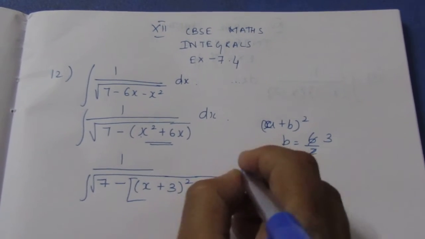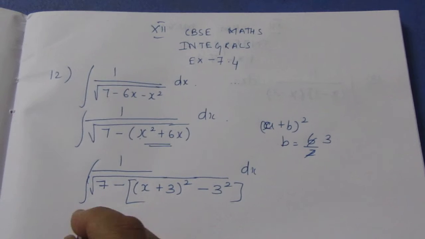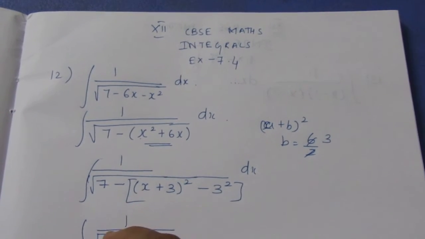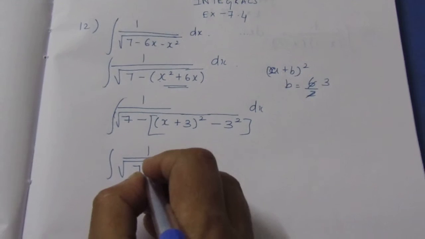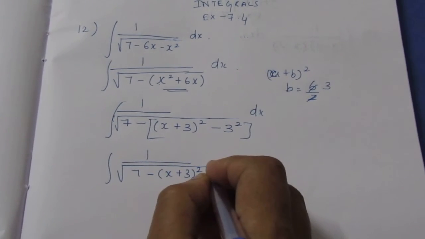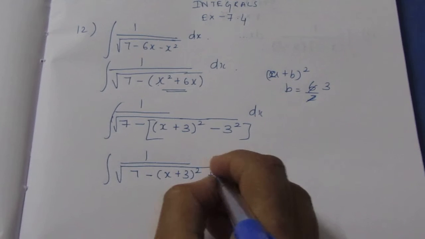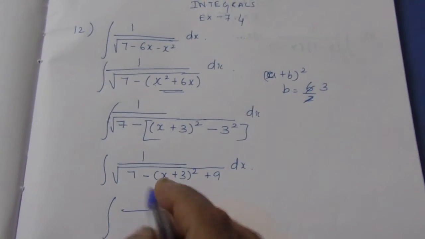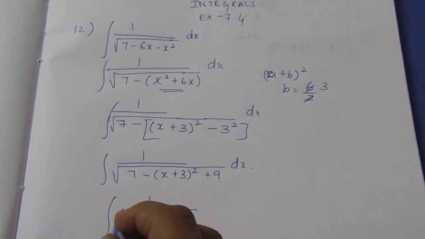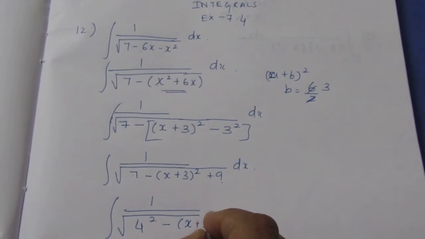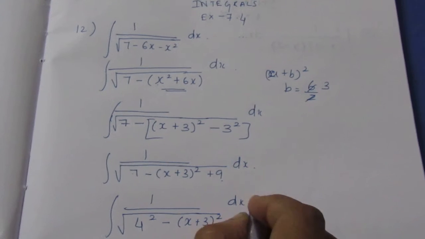Now solving this, you will get integration 1 by root of, here it becomes 7, minus, taking minus sign inside, minus into minus becomes plus 9 dx. Now this becomes 16. 16 can be written as 4 square minus x plus 3 the whole square dx.